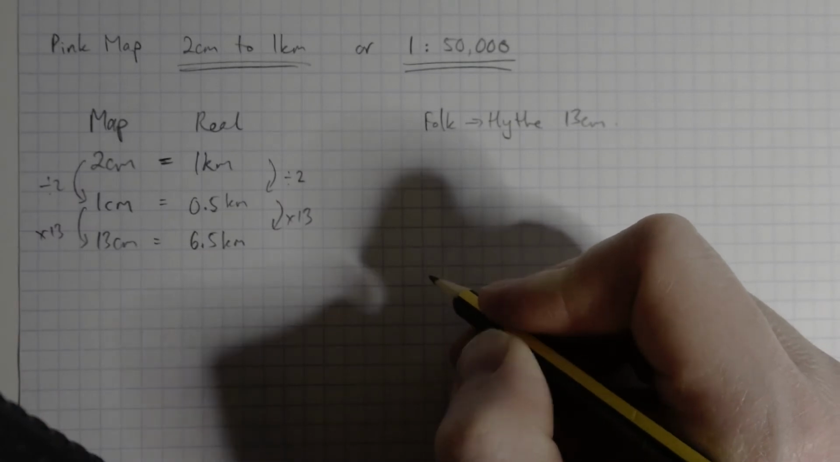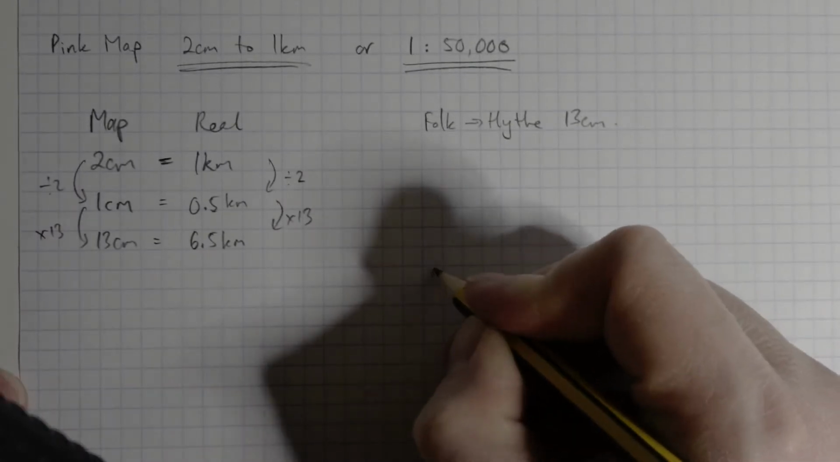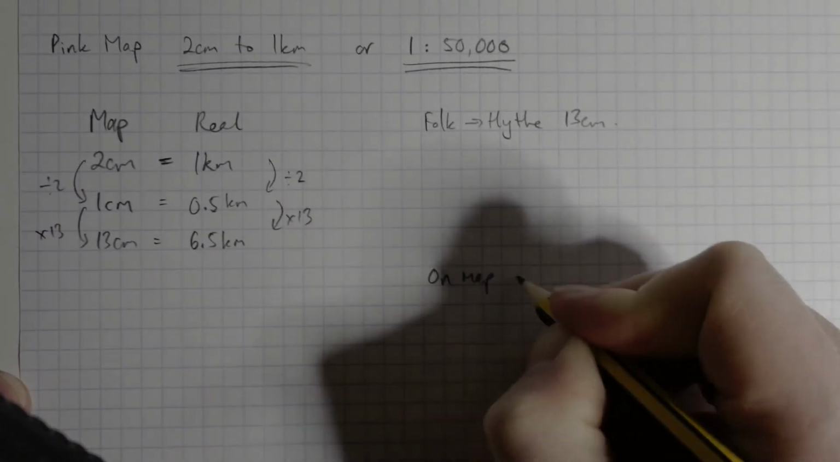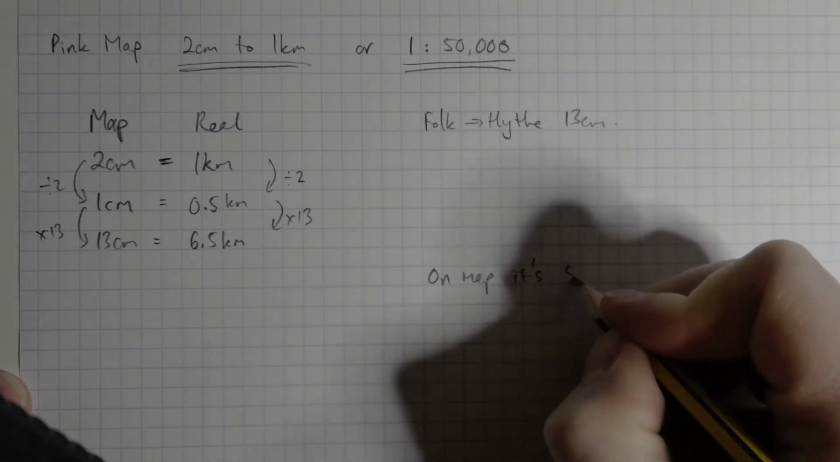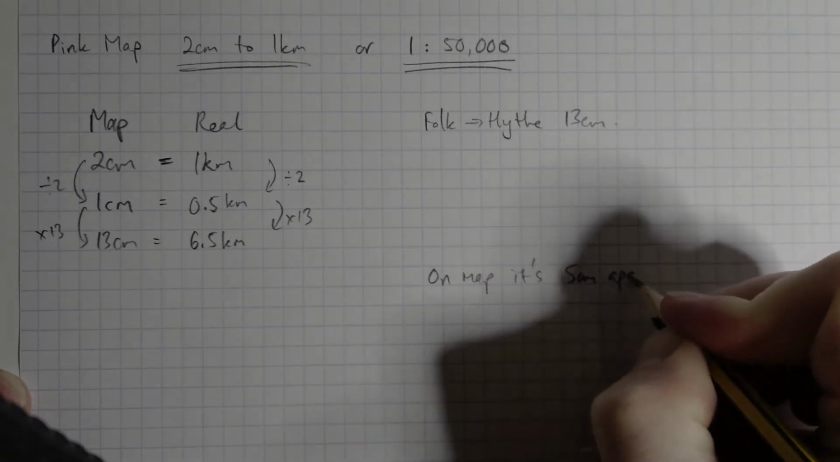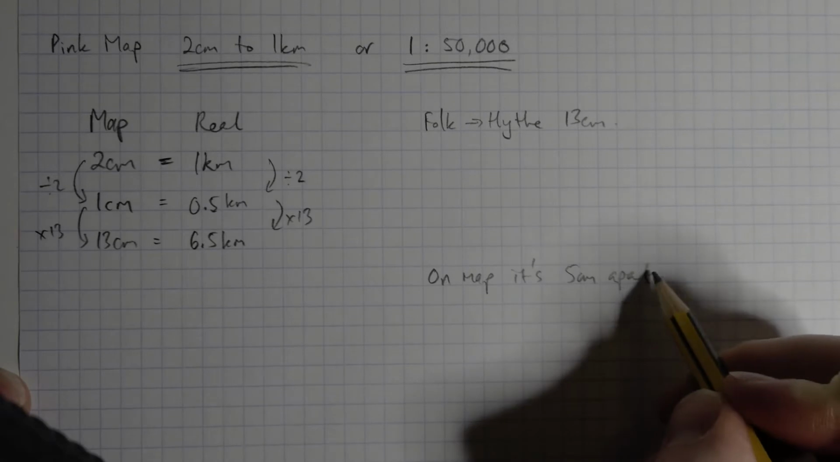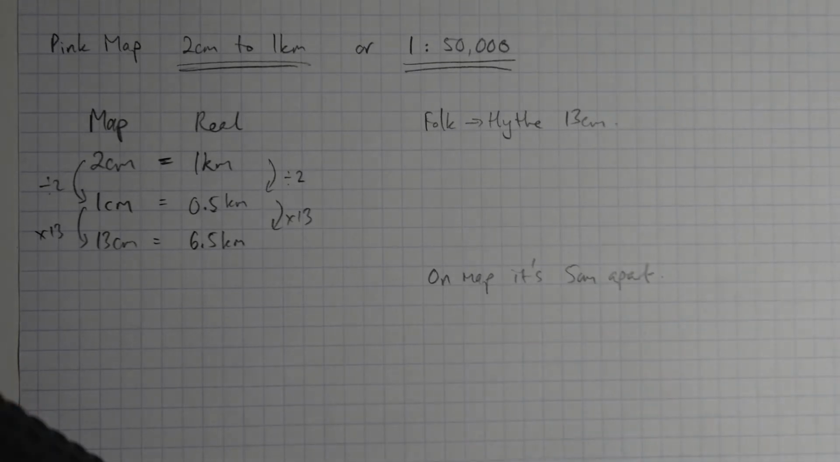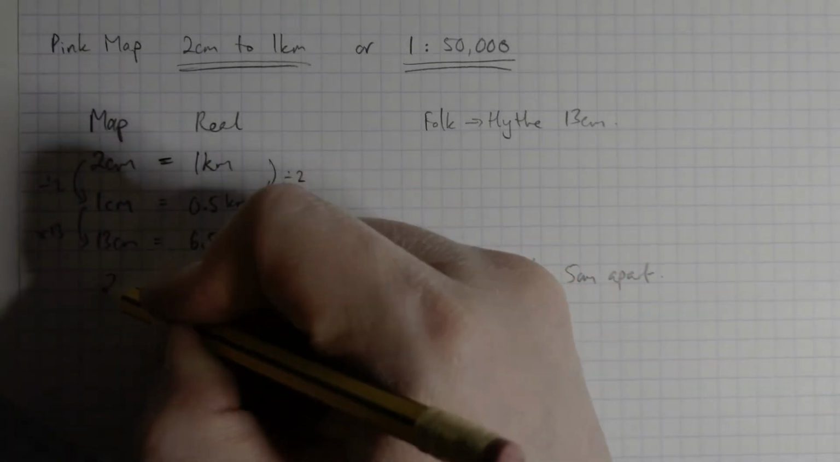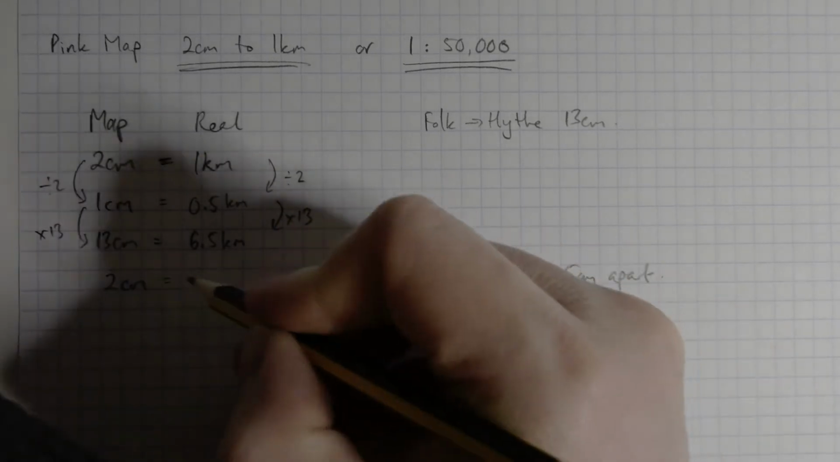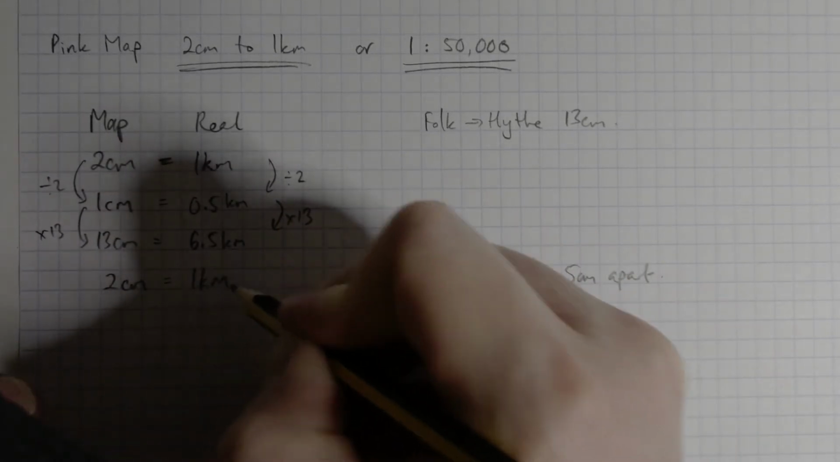Suppose there was something on the map that you're interested in that is, I don't know, 5 centimeters apart. And I want to know, well, how far apart would they be in the real world? So you've got your situation that 2 centimeters, this is your scale, is 1 kilometer in the real world.